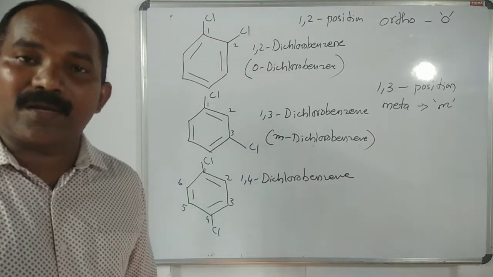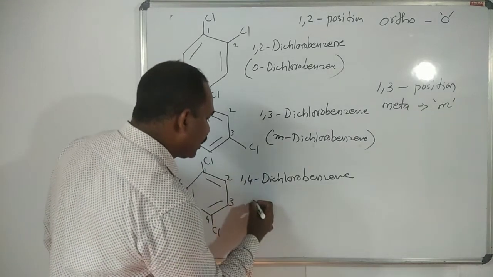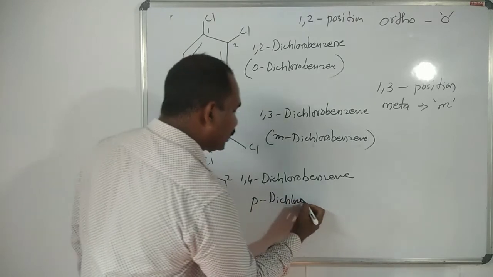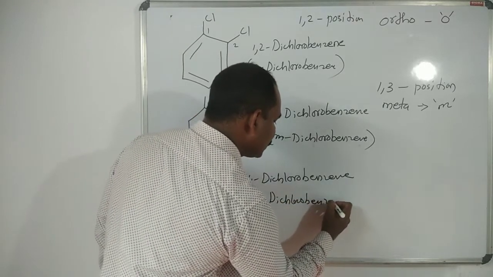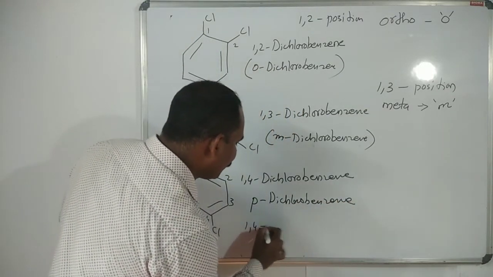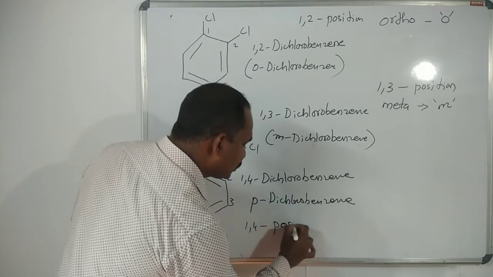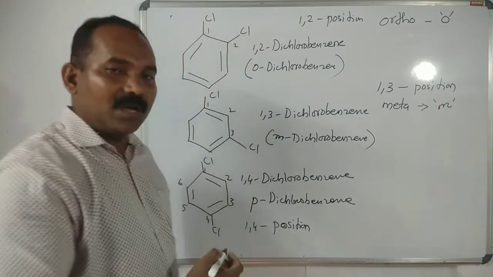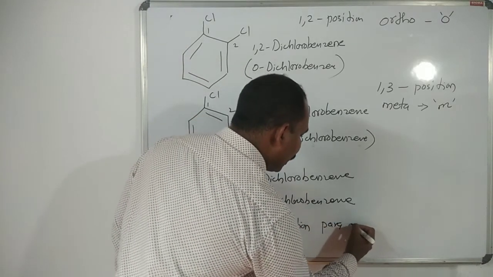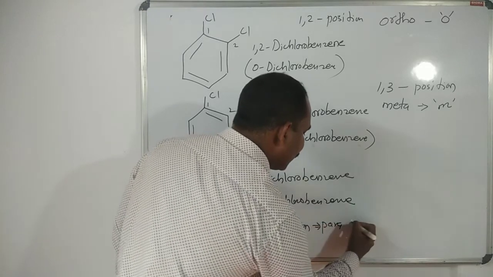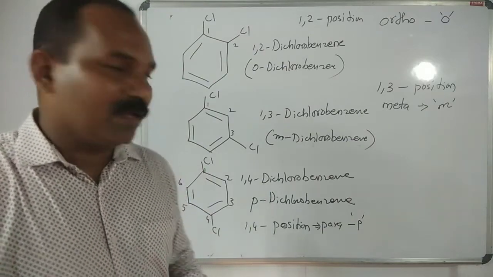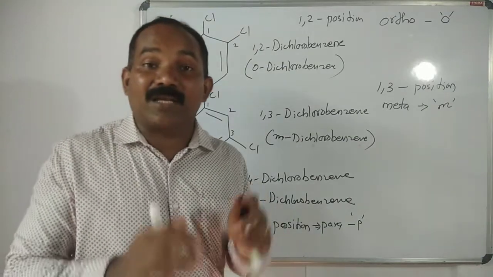1, 4 dichlorobenzene. And its common name is para-dichlorobenzene. And the 1, 4 position is the para position. You remember that. The 1, 4 position is para and is denoted by small p. Okay? Yes. And this is concluded.